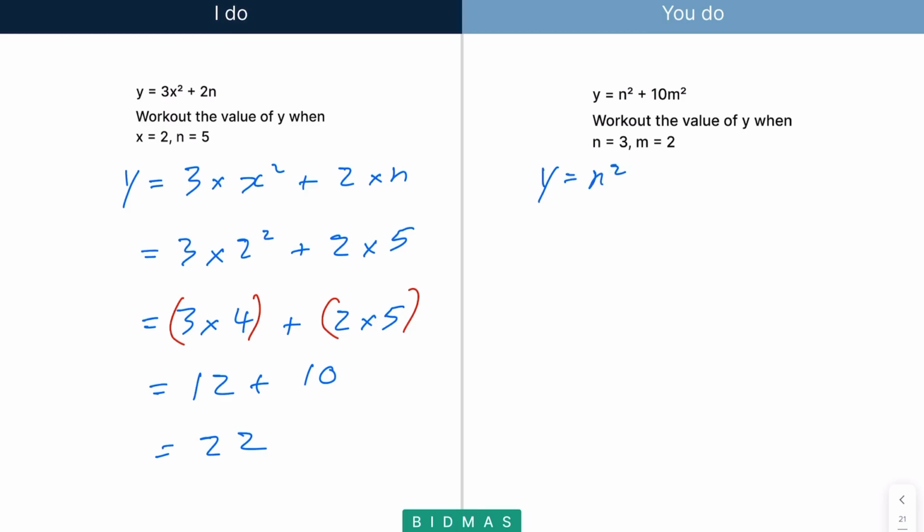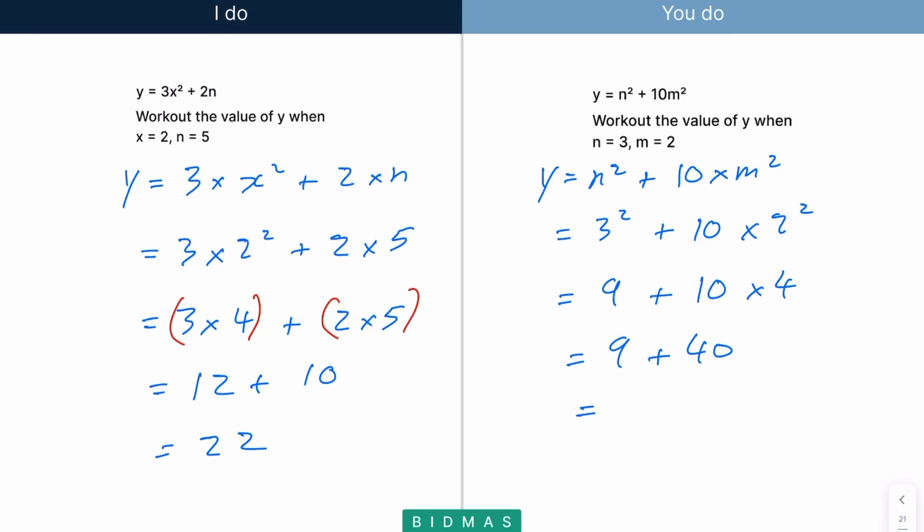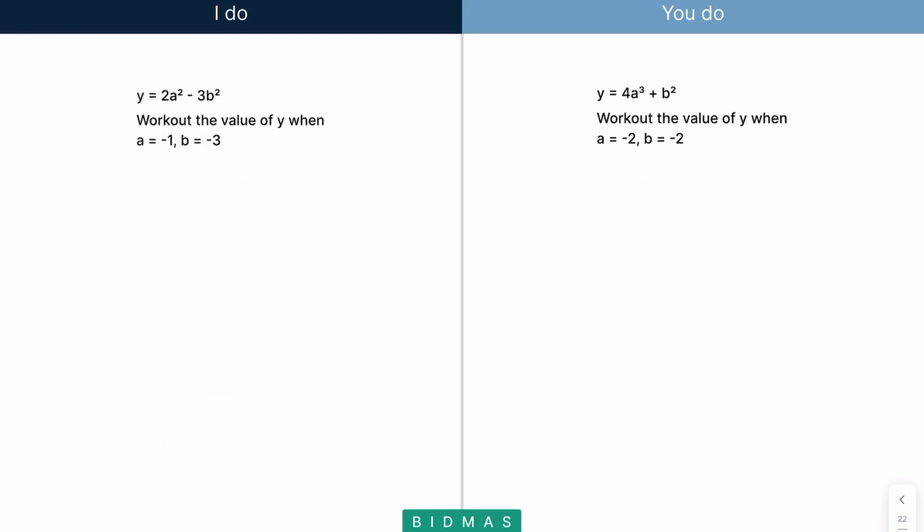So that is n squared plus 10 times m squared. So substitute the values in, so that's 3 squared plus 10 times 2 squared. And now do the indices first, so that's going to be 9 plus 10 times 4. Now do the multiplication. That's 9 plus 40, which then gives us an answer of 49.